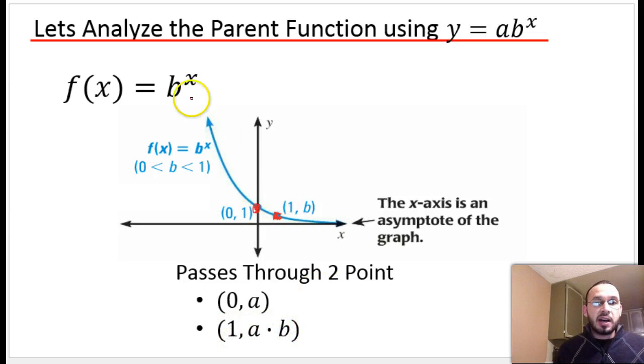If we notice on this function, we do not have a k value or a vertical shift, which means our asymptote remains the x-axis. So it is actually the x-axis. Again, this line is going to come down very, very close to the x-axis, but never fully touch.